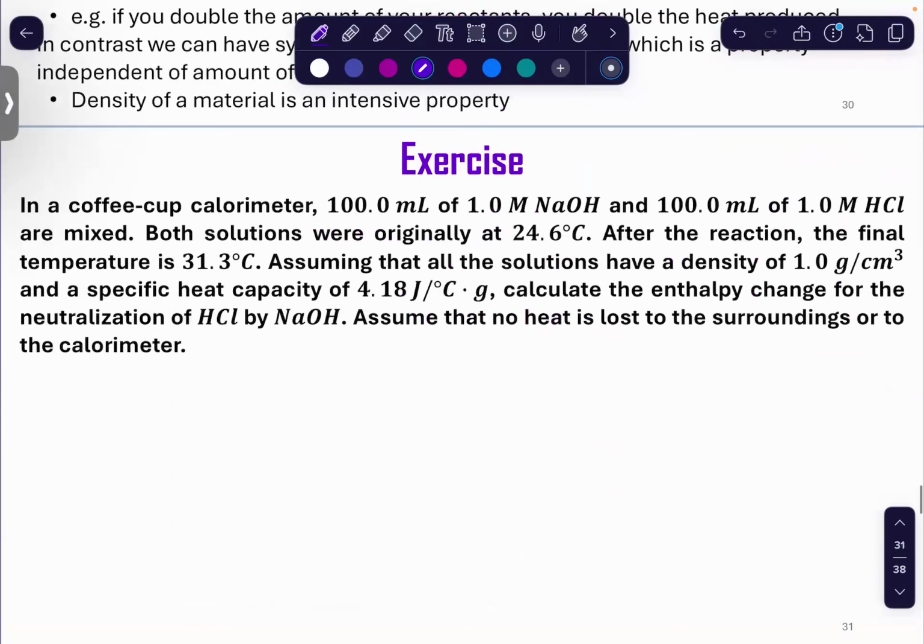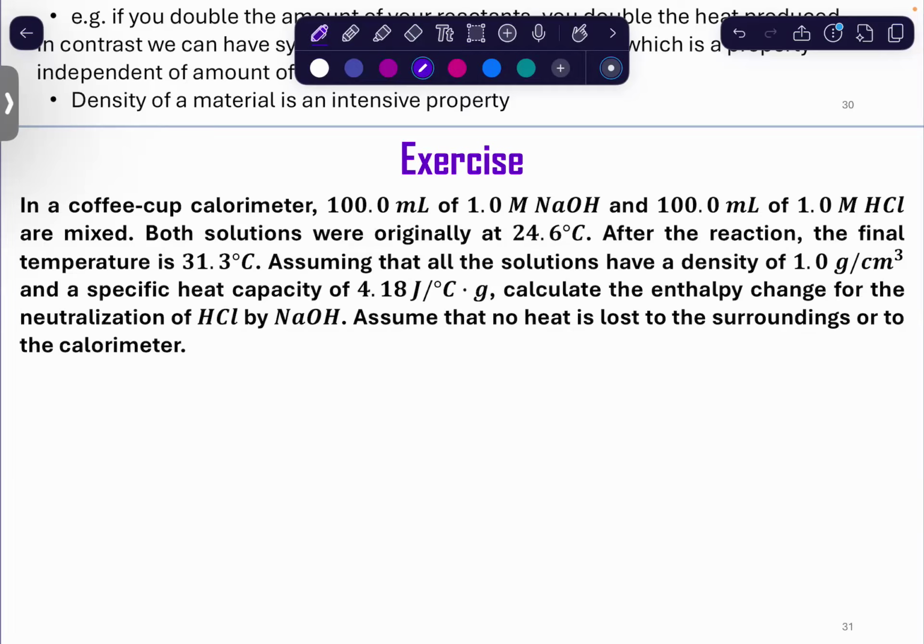Okay, so here, in a coffee cup calorimeter, which is our constant pressure, open to the environment, 100 milliliters of 1.0 molar sodium hydroxide and 100 milliliters of 1.0 molar hydrochloric acid are mixed. Both solutions were originally at 24.6 degrees Celsius. After the reaction, the final temperature is 31.3 degrees Celsius.